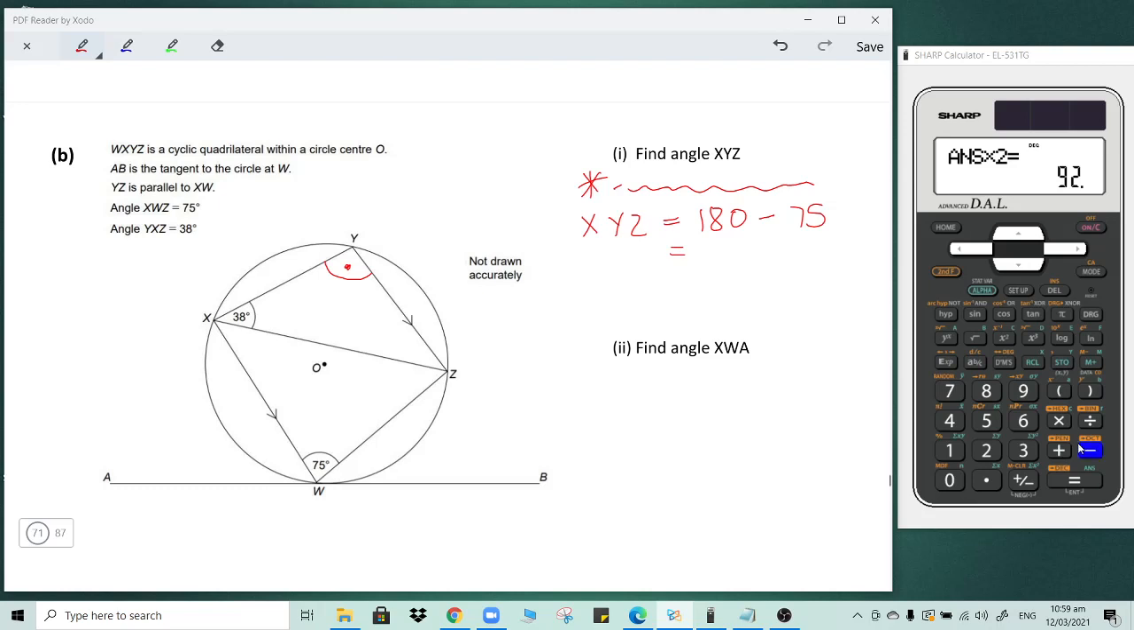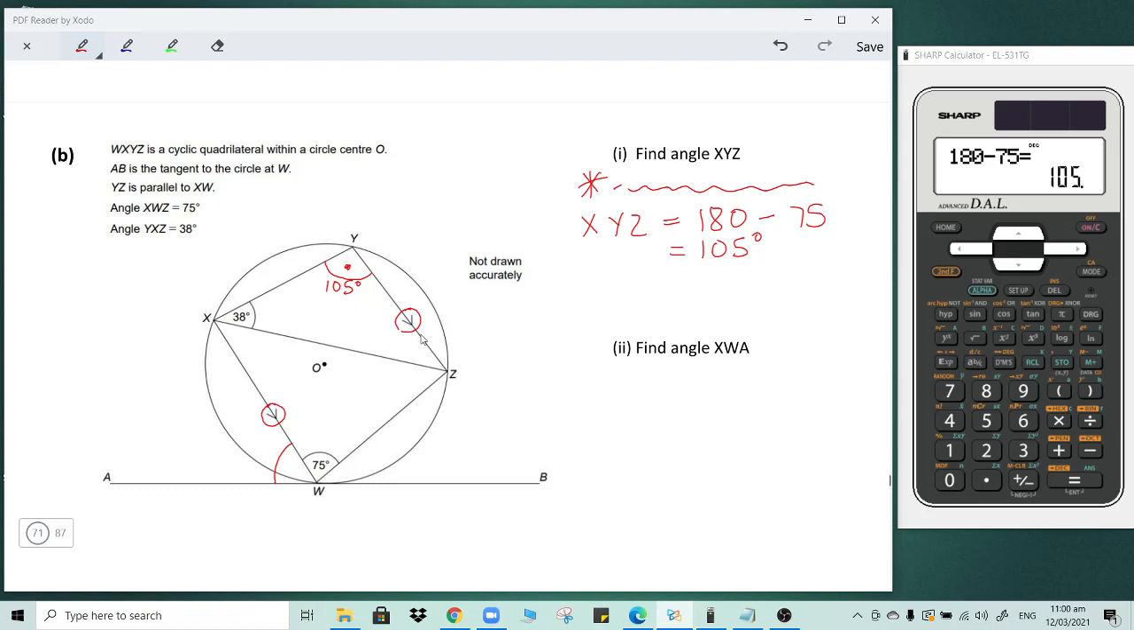So let's work it out. 180 minus 75. And we get 105 degrees. All right, so we just figured out here was 105 degrees. Now they want us to find the angle XWA. X, W, and over here is A. That's this angle here. You notice there are two parallel lines.